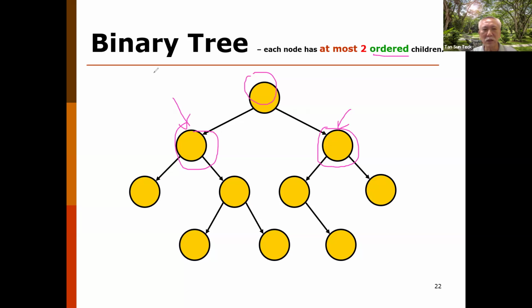So a binary tree, again, every node has at most two ordered children. This node has two children. This node has two children. But this node has only one child. And all these leaf nodes have no children. So that is the meaning of a binary tree.